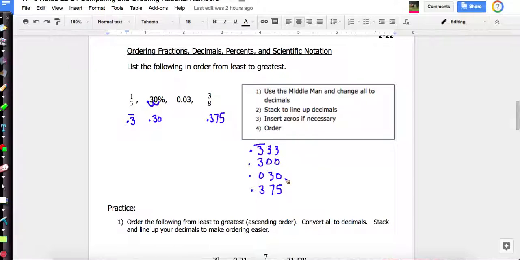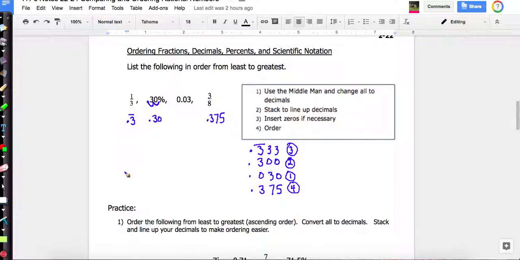Okay, so which one is the smallest? 333 thousandths, 300 thousandths, 30 thousandths, or 375 thousandths? Good, 30. Which one would come next? 300 thousandths, then 333 thousandths, and last 375 thousandths.